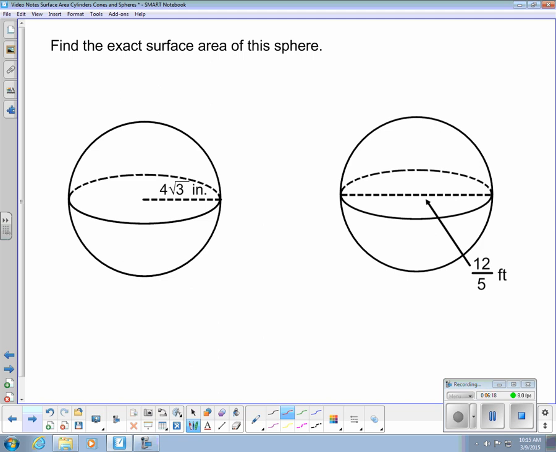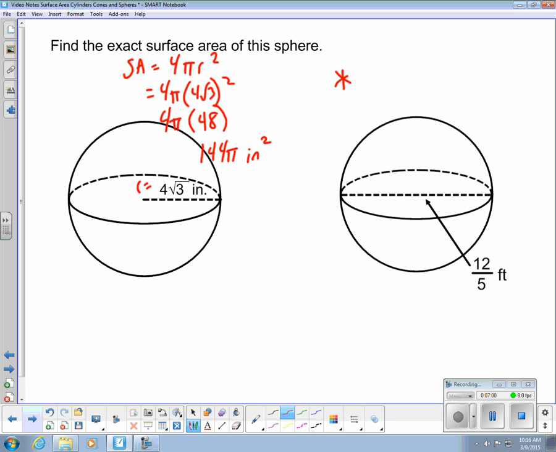All right, so here's some spheres. I'm going to do one. You're going to do this other one over here. So the surface area formula for a sphere is 4 pi r squared. Let's check our information. This is my radius, so 4 pi times 4 square root of 3, squared. Be careful squaring that 4 square root of 3. There are lots of errors that can occur there. That's going to be 16 times 3, so this is 48. And then 48 times 3 is going to be 144 pi inches squared, my surface area.